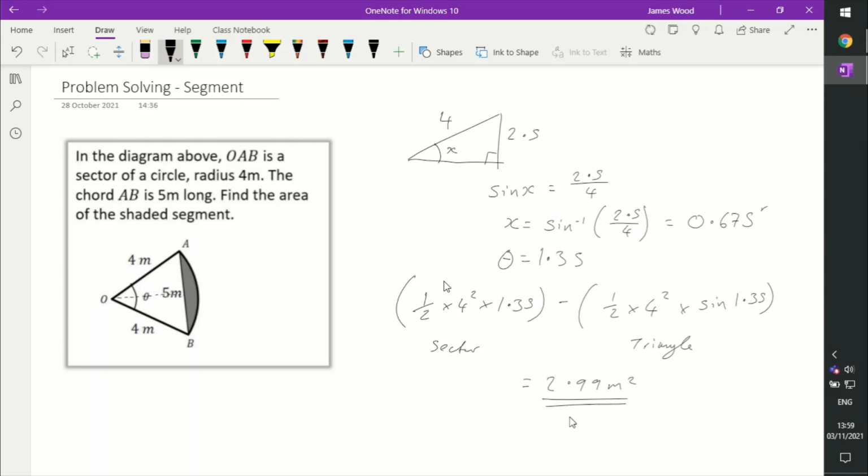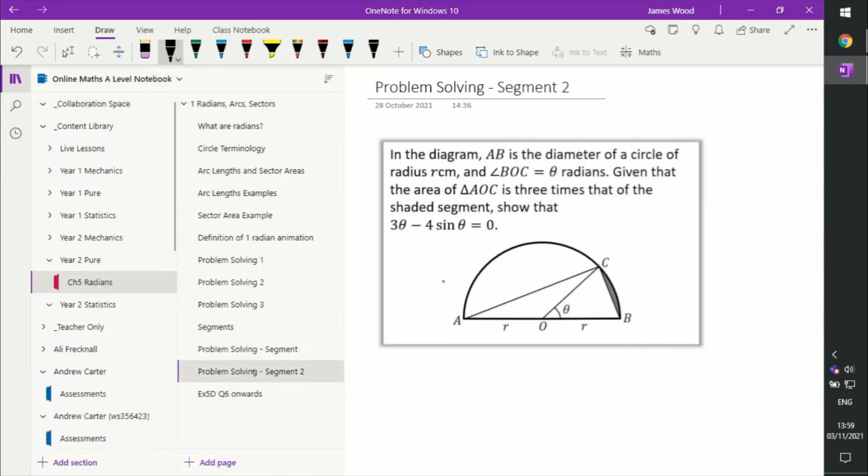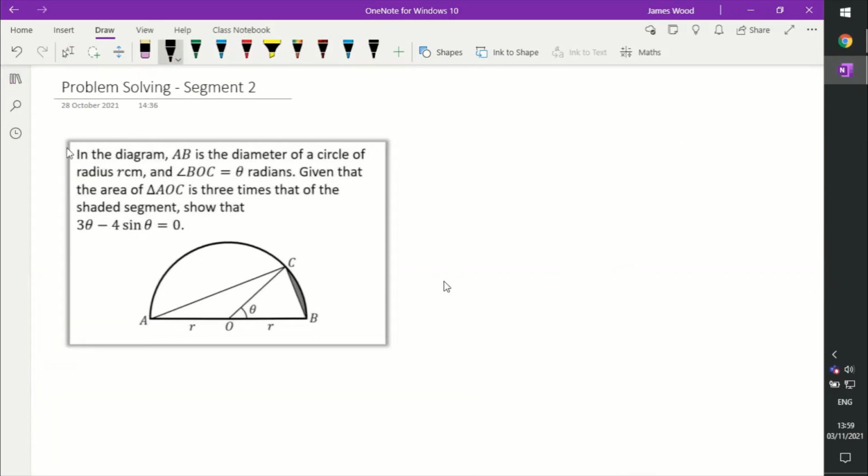Right, so this idea of splitting things into right-angled triangles is still really useful in these sort of problems as well. Okay, last one. So in this last question, we've just got purely an algebraic question here. Now let's just make sure we understand what's going on in this diagram first.